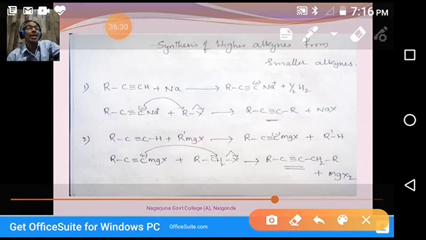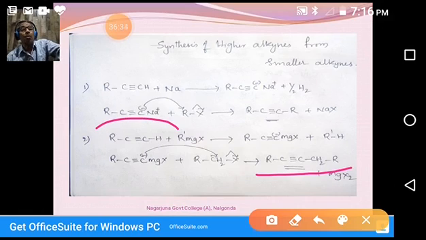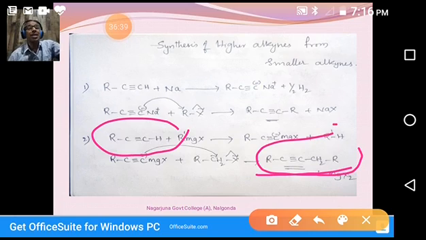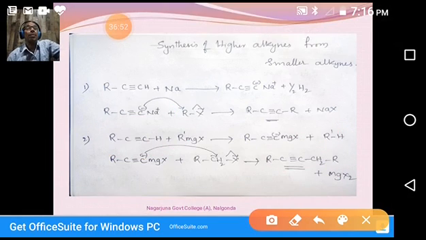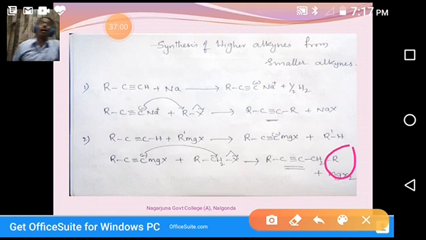What is happening here? You see, this is the starting compound and this is our product. What is the difference? In place of one hydrogen, one alkyl group is being substituted. That means the number of carbons here is 3: 1, 2, 3. So one carbon, or one alkyl group, is more. Depending upon the number of carbons in the alkyl group, we can synthesize any type of alkyne from lower alkynes. You see how.